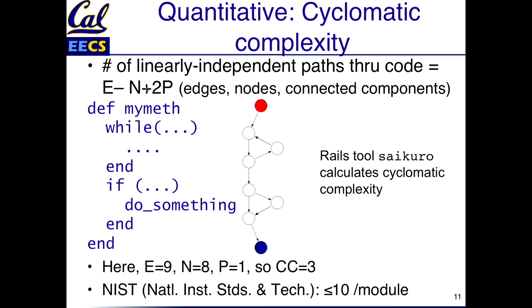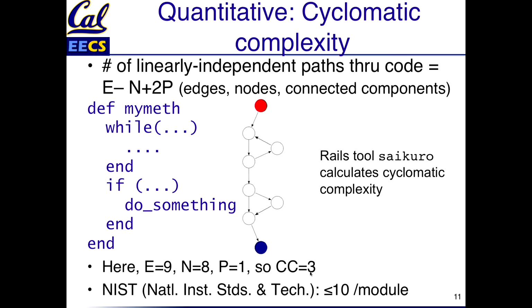That's n. The edges are between the nodes. That's the edges there. And then connected components are these things that kind of are connected near each other. So the Charles McCabe complexity, or cyclomatic complexity, for this little outline of a one would be 9 edges, 8 nodes, and 1 connected component. So when you pull it like that, you get a complexity of 3.